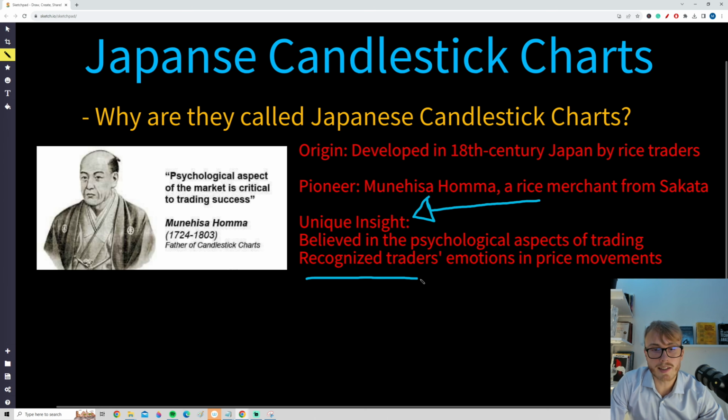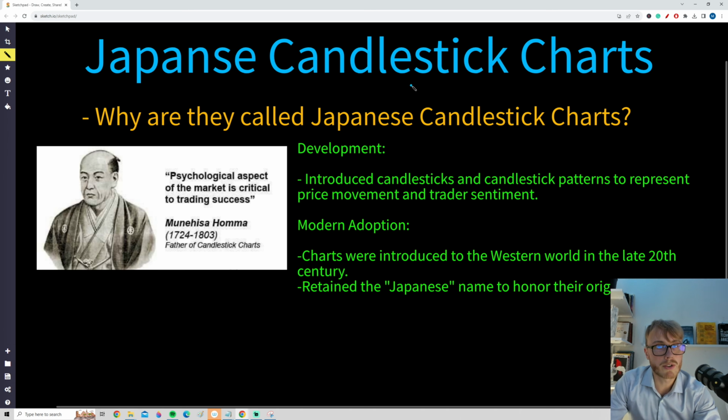He recognized that traders' emotions played a critical role in the pricing of the rice contracts. After realizing this, Homma developed a charting system where he tried to capture the emotions of the traders in the rice market. He introduced candlesticks and candlestick patterns to represent price movement and the traders' sentiment.